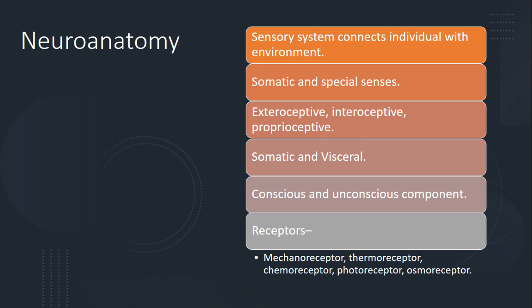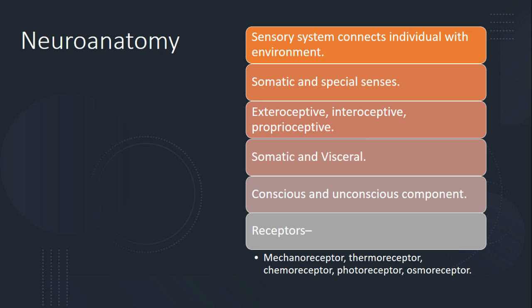It can, as I already mentioned, be divided into somatic and visceral. Somatic is the external environment, visceral is primarily the internal environment. It could have a conscious or unconscious component. Talking about proprioception, the posterior column or dorsal column is conscious, but the spinocerebellar tract is the unconscious component of it.